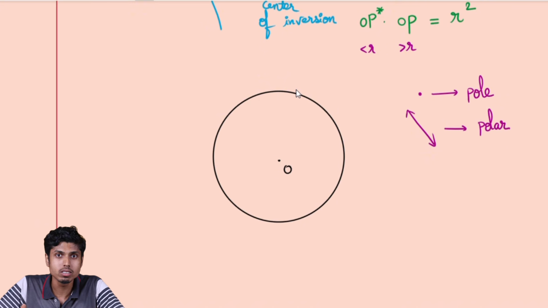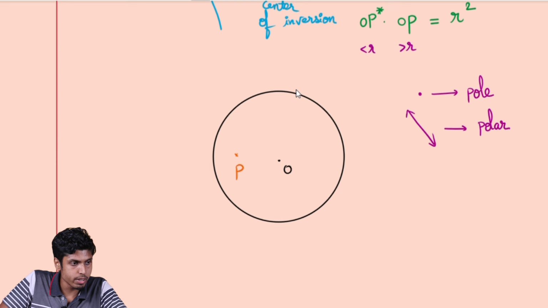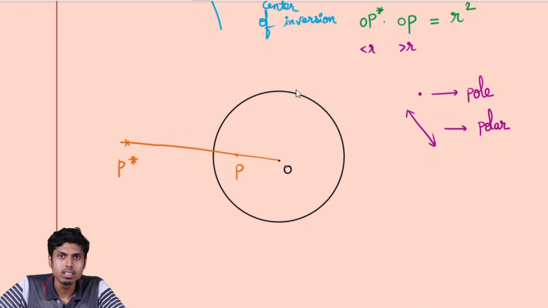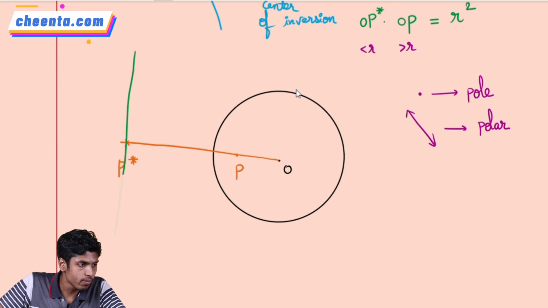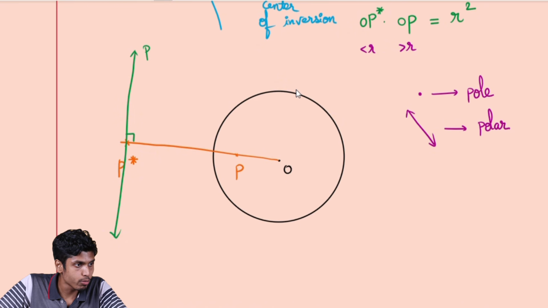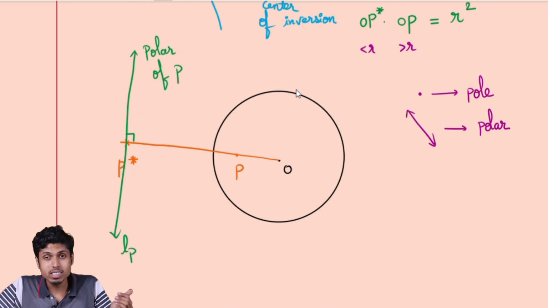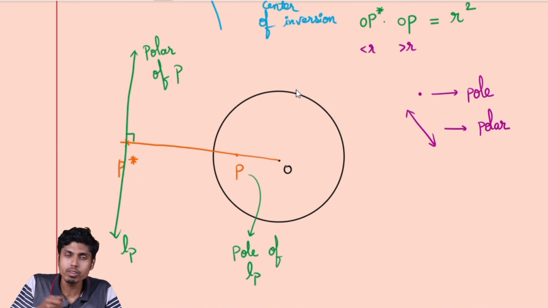And how does this association get defined? Let's take a point P. Since we now know inversion, invert the point P. It will lie on the ray OP, but outside the circle, and we get the inverted point P star. Construct a line perpendicular to OP through P star. That means it should make a right angle at P star to the line OP. Now this is called the polar of P. Let's represent this by LP. And similarly, the point P is called the pole of LP. So now I have defined the polar of a given pole.